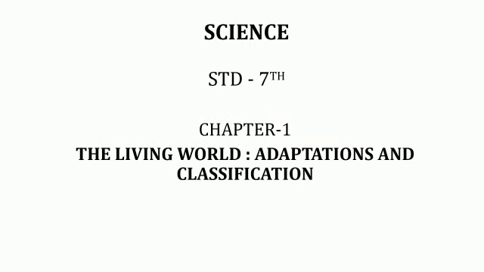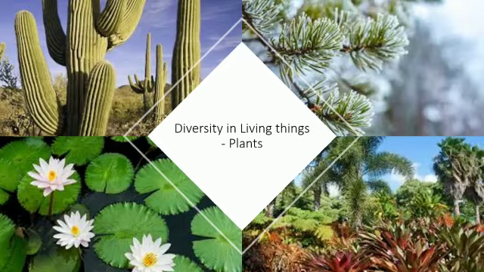Hello everyone. Today we are going to study about the living world, adaptations and classifications. A great variety of plants is found on earth. Some plants have colorful flowers, some don't have flowers. Some plants grow in water, whereas some are found in desert. Some plants are found in snowy regions. Some plants cannot be seen without a microscope, whereas some plants are huge.